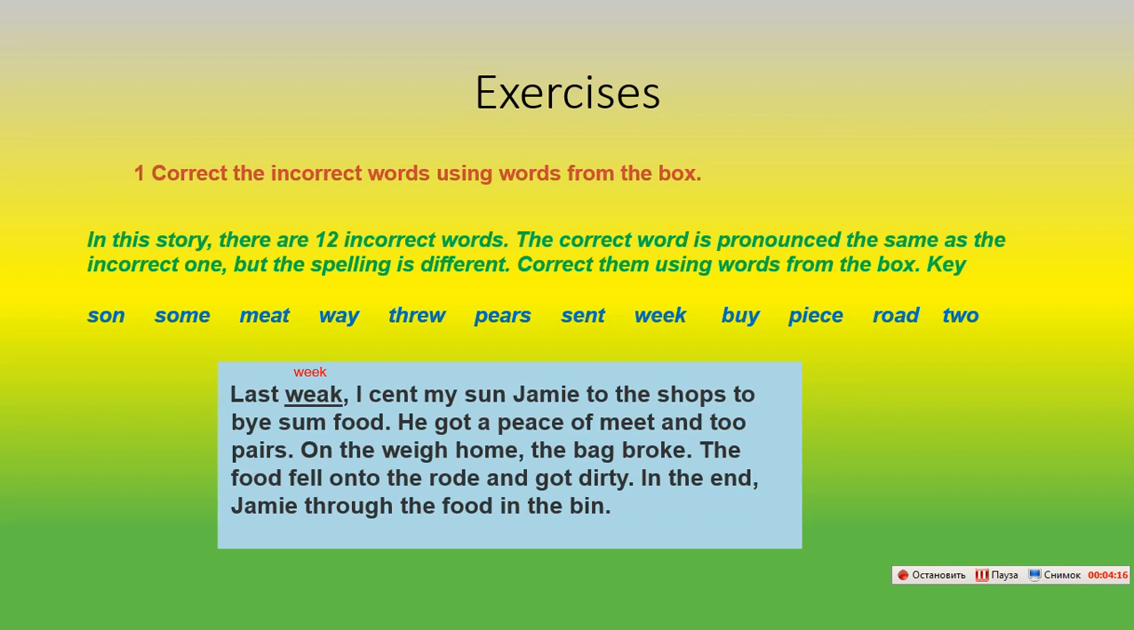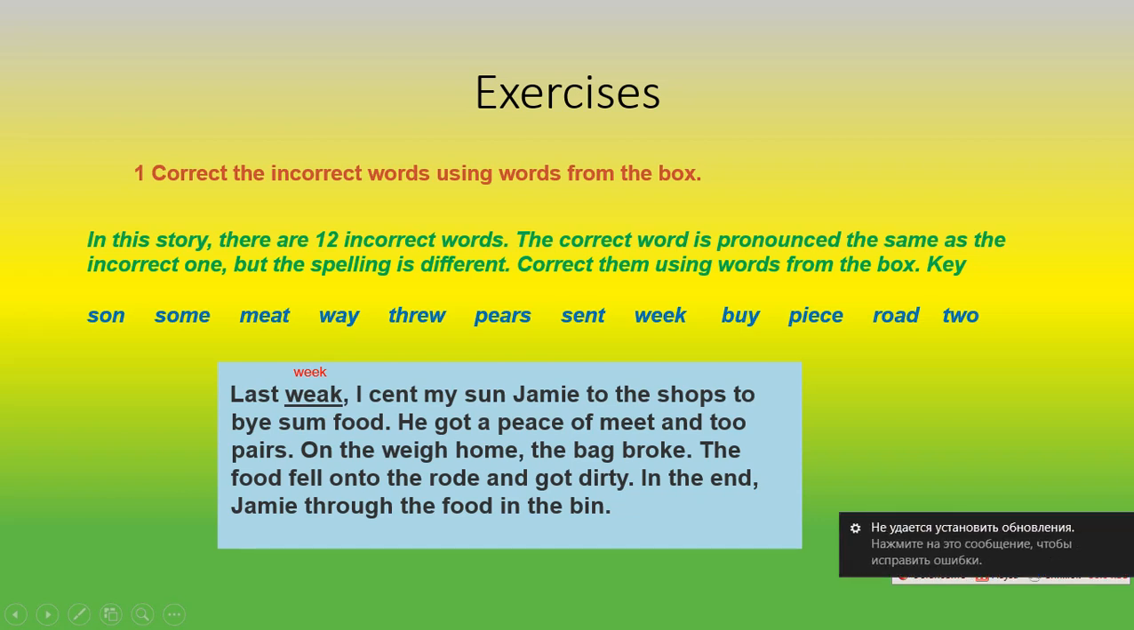Okay, now this is exercise 1. You have to correct the incorrect words using words from the box. Now these words: sun, midway, through, peers, sent, week, by, peace, road, to. Now in the story there are 12 incorrect words. The correct word is pronounced the same as the incorrect one, but the spelling is different. Correct them using words from the box.